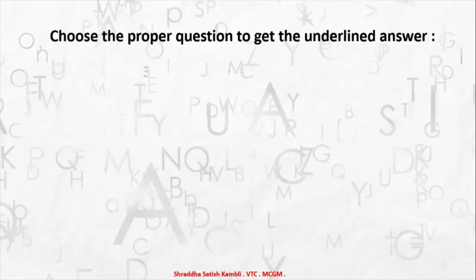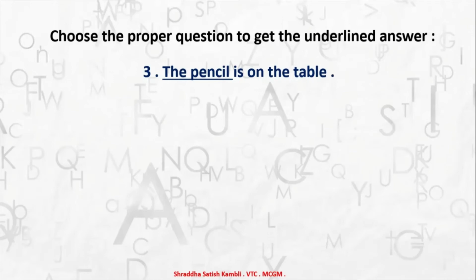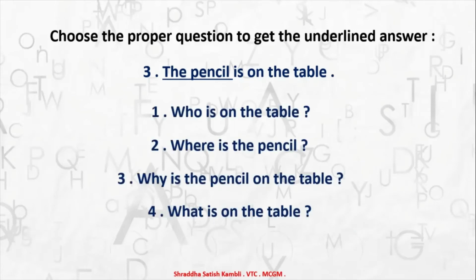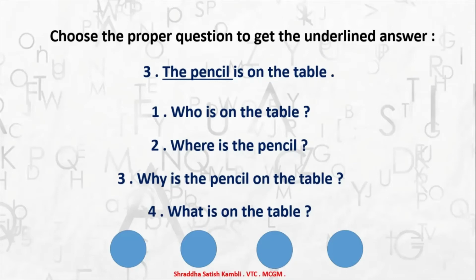Coming to the third example here. The pencil is on the table. So ask, what are we thinking about? We are talking about the pencil here, which is an object. So what will be the question? Who is on the table? To where is the pencil? Why is the pencil on the table? What is on the table? So what will be the answer? Obviously, it will be the fourth one. What is on the table? The pencil is on the table.